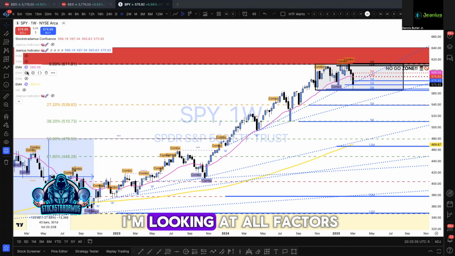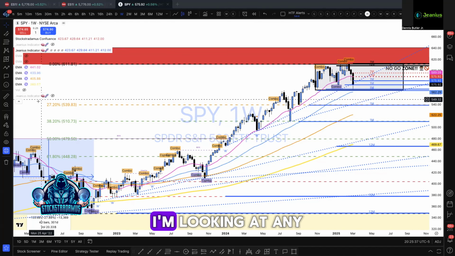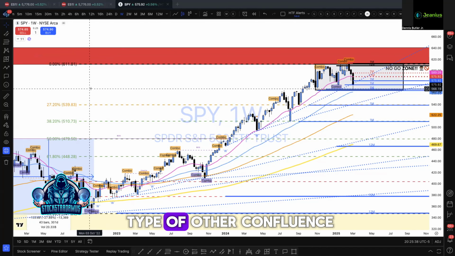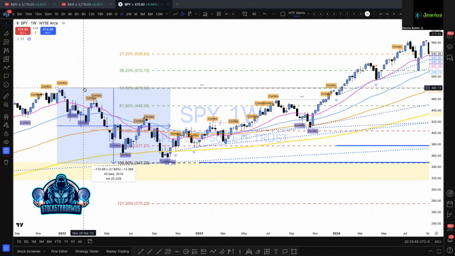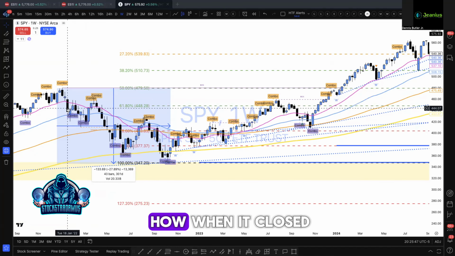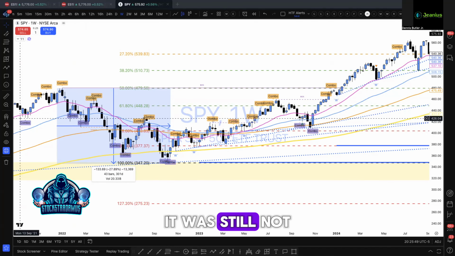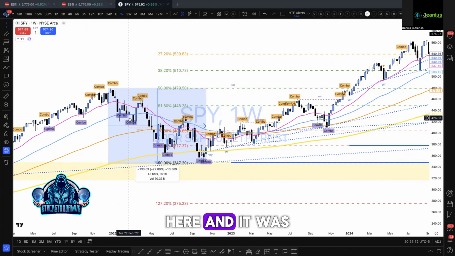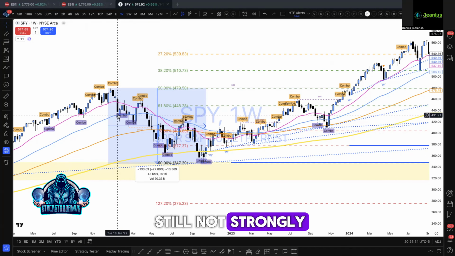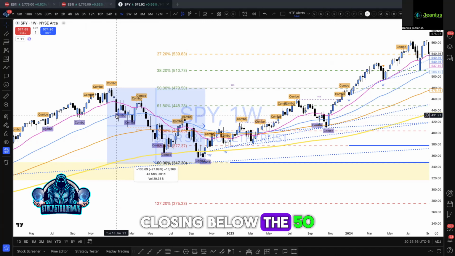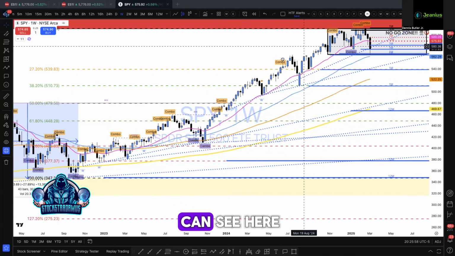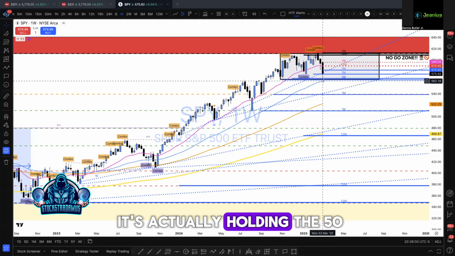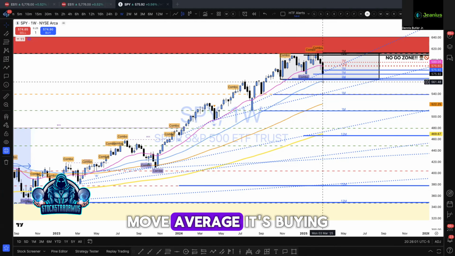But like I say, I'm looking at all factors, any other confluence factors that I can add to my bias of selling the market. Even looking at how when it closed below here, it was still not below this low here, and it was still not strongly closing below the 50 moving average. What you can see here is the fact that it's actually holding the 50 moving average. It's buying off this 50 moving average while closing below the 20 moving average.